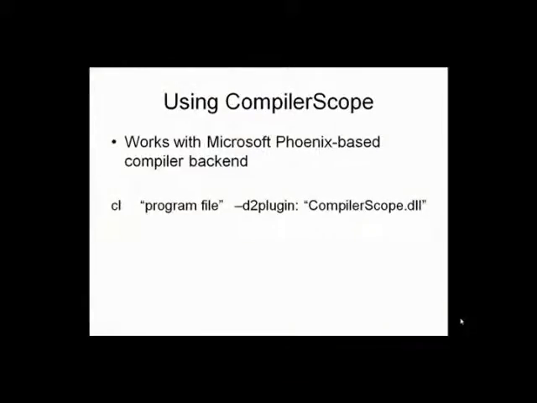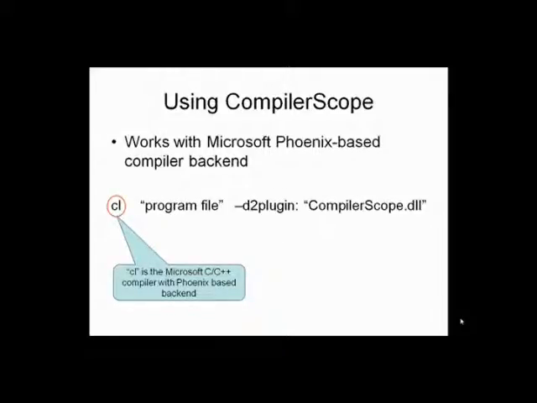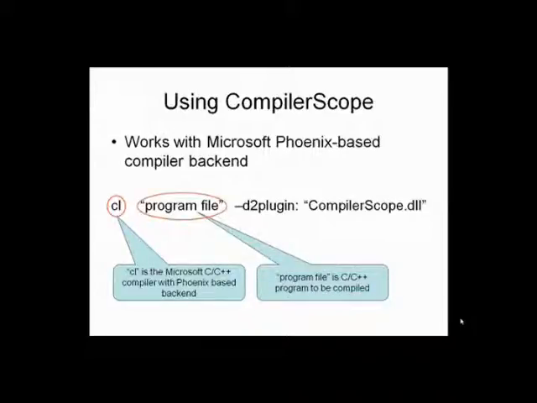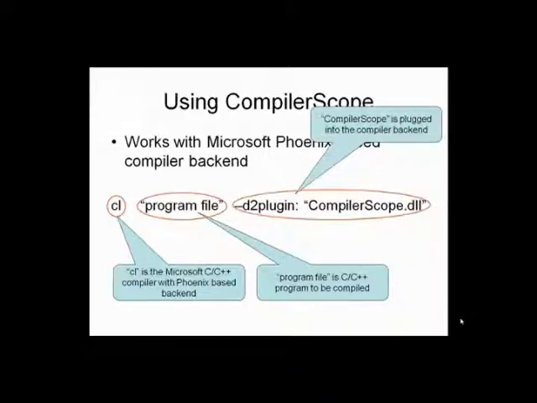CompilerScope works with only Phoenix based compilers. We will be using Microsoft's C or C++ compiler with the Phoenix backend. CompilerScope is invoked with the command line as shown below. Here, CL is the name of the compiler that we are using. Program file is the program being compiled, and CompilerScope can be plugged into the compiler by the -d to plugin command switch.